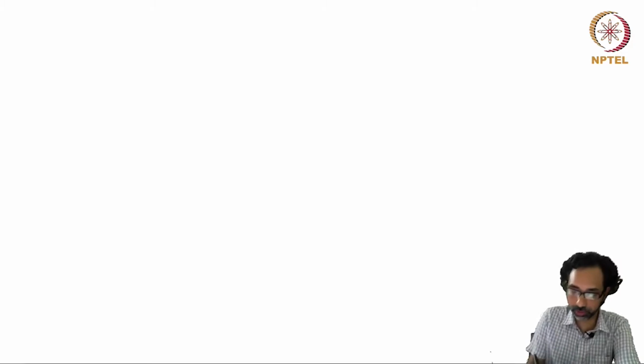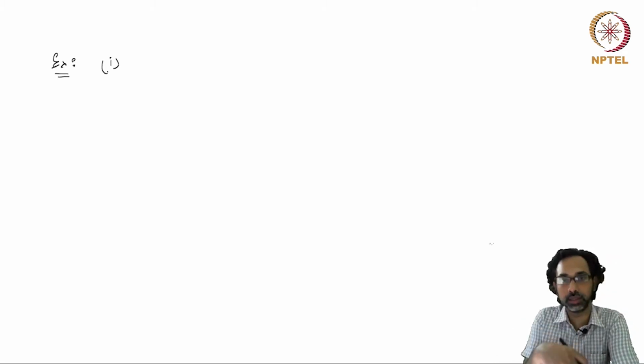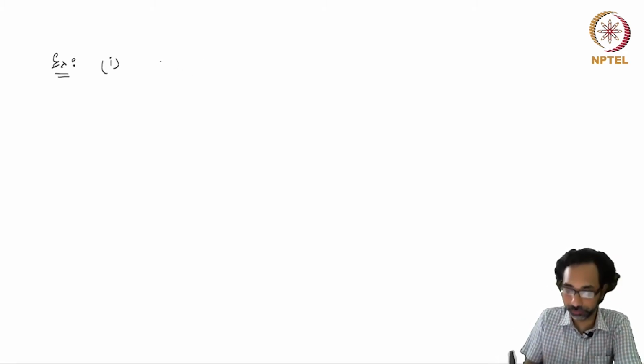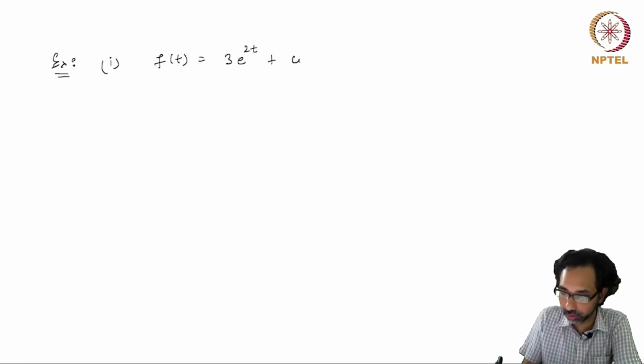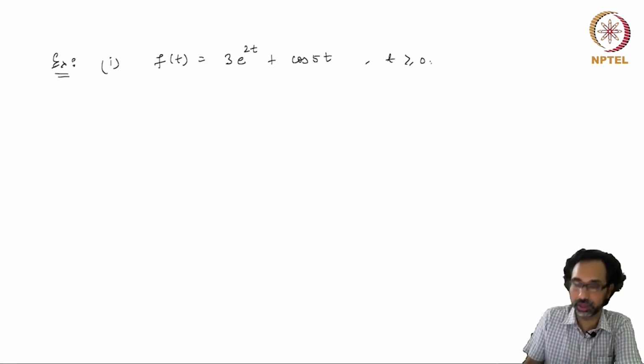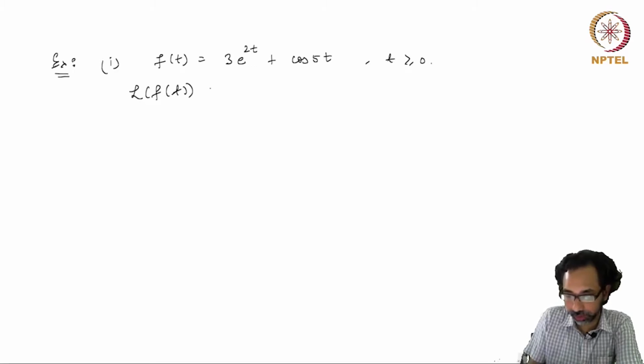Now let's try to compute an example using both linearity as well as the change of scale formula. So let me write f of t is 3 e to the power 2t plus cos 5t for t greater than or equal to 0. So what is the Laplace transform of f of t?